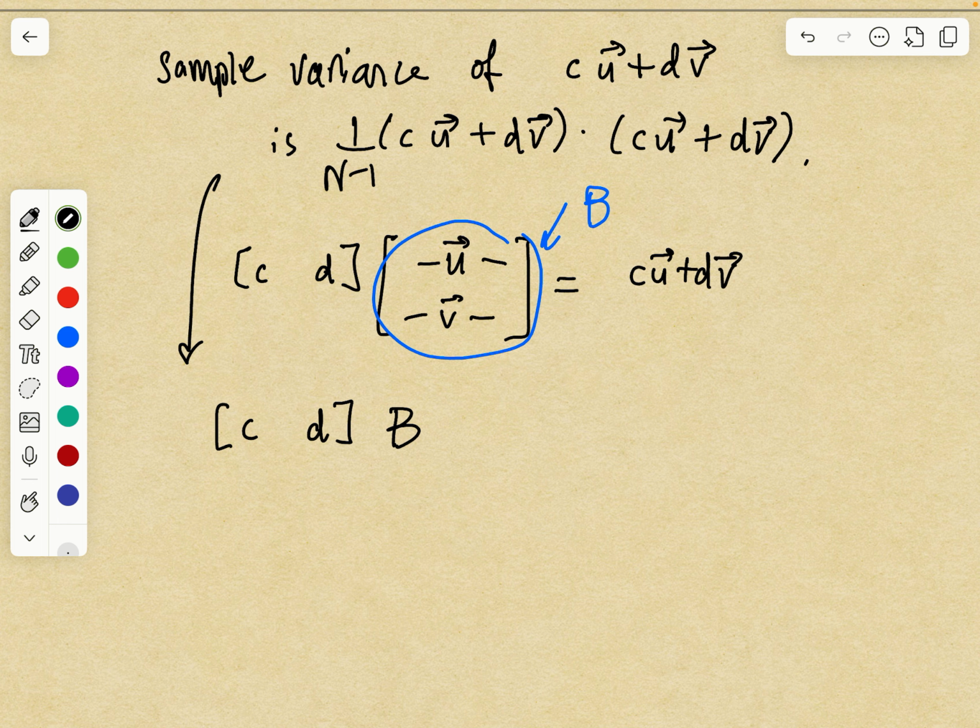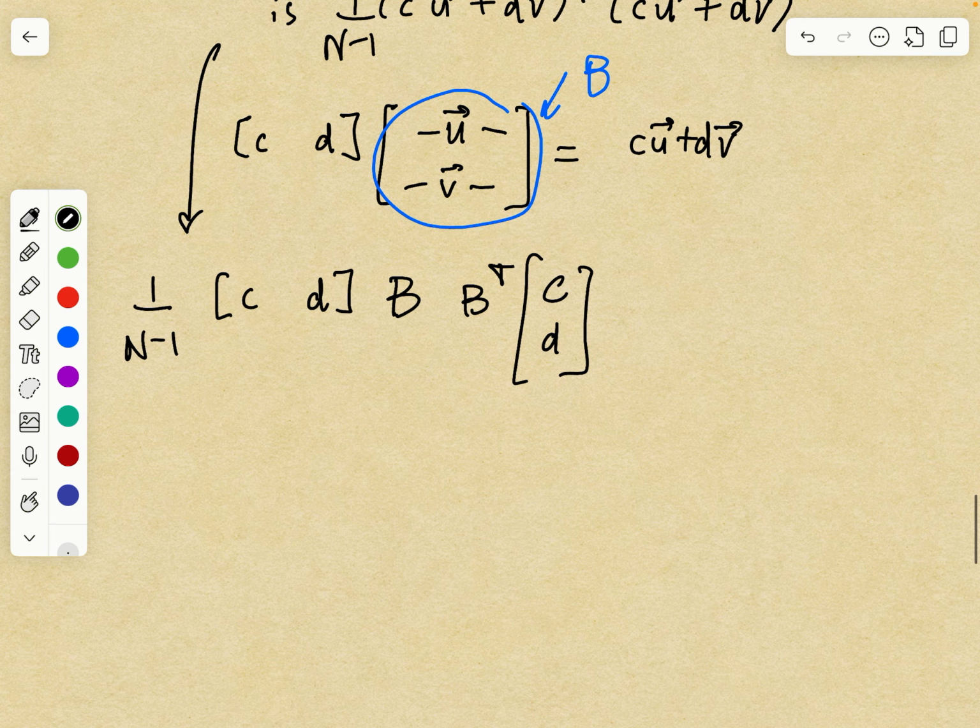This is a row vector. I need to multiply that by the corresponding column vector, and that's the transpose. So I need to multiply by B transpose times this column vector CD, and then multiply it by 1 over n minus 1. So I can find the sample variance of any linear combination by looking at this. But this is a quadratic form, right? If I replace C and D with x1 and x2, this is a quadratic form.